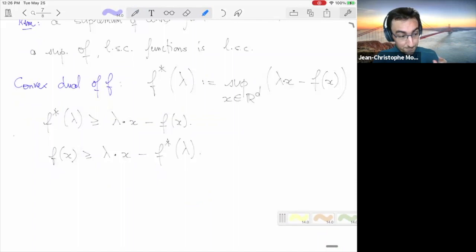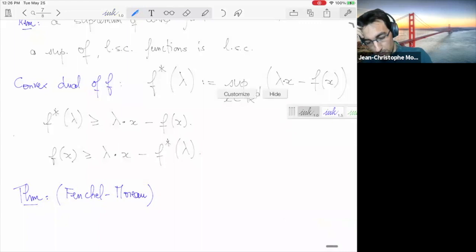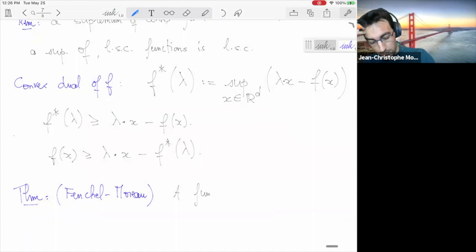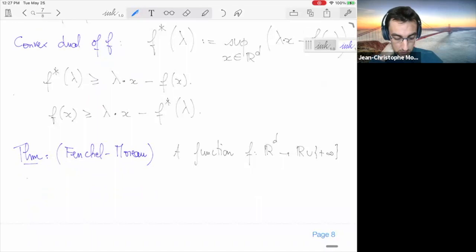And the theorem I want to insist upon, which I believe is really remarkable and which maybe does not look so impressive when you first see it, but in fact can really do many things for you. I believe this is really one of the most useful results in analysis. Especially if you do a variant where you don't assume that the function is defined on R^d, but on infinite dimensional spaces. So here I'm just sticking to R^d. A function f from R^d to R union plus infinity is convex and lower semi-continuous if and only if it is equal to its bidual.